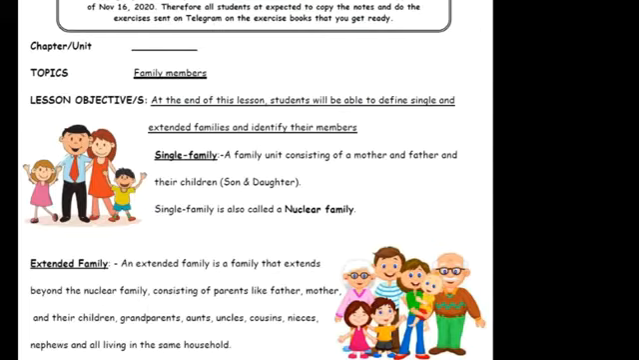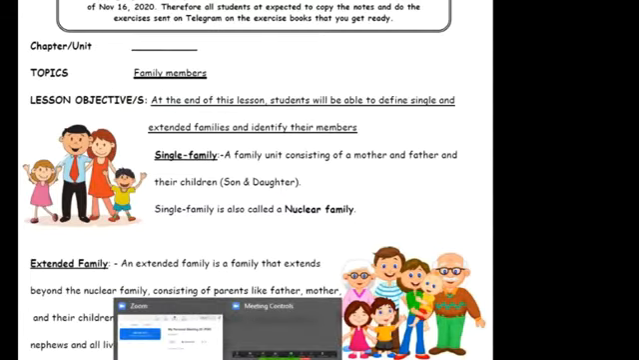These are the picture of single family members. Children and parents. Parents means father and mother. Children means son and daughter, or sister or brother. Good. This is all about single family members. Don't forget it. Single family members are father, mother, and their children. Children means sister or brother or son and daughter. Father and mother are parents.